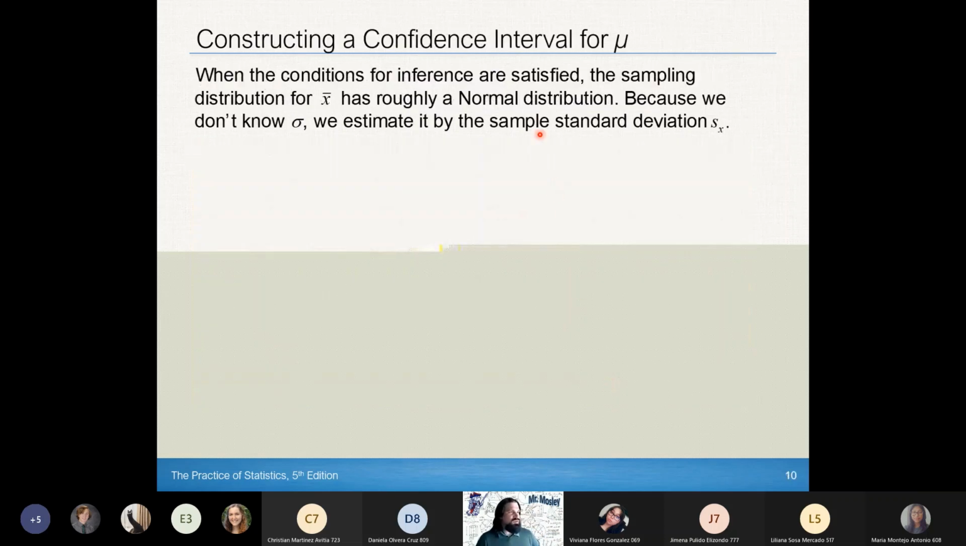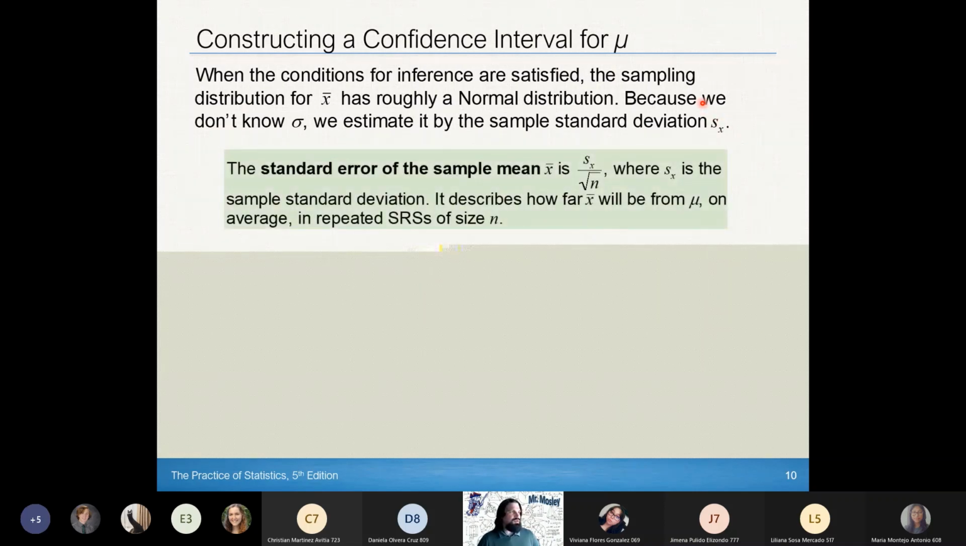When the conditions for inference are satisfied, meaning those three things we just saw on the previous page, the sampling distribution for X bar has roughly a normal distribution. Because we don't know sigma, we estimate it by the sample standard deviation S sub X. The standard error of the sample mean X bar is S sub X divided by square root of n, where S sub X is the sample standard deviation. It describes how far X bar will be from mu on average in repeated SRSs of size n.